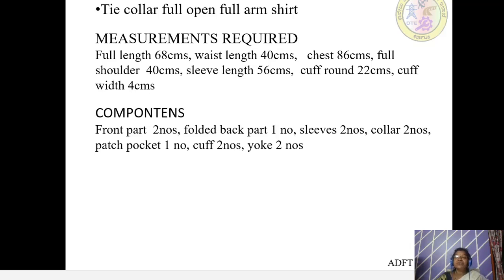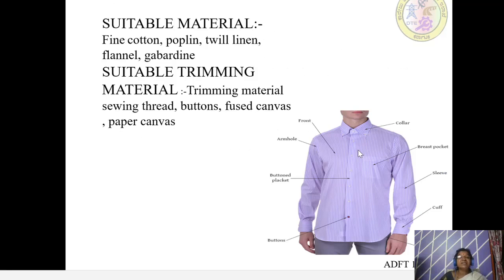Two numbers of sleeves, two collars, two neckbands, one patch pocket. If the customer is interested in having two patch pockets, then we can make two patch pockets. Cuffs, two numbers; yoke, two numbers. This is what we require. These are the components.